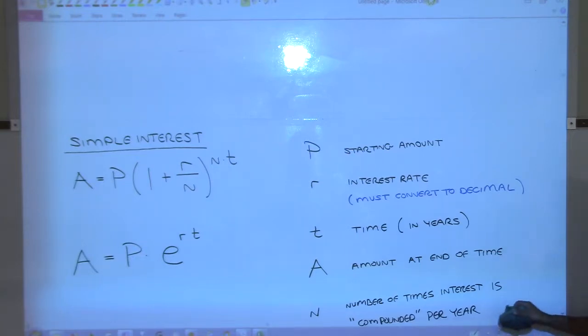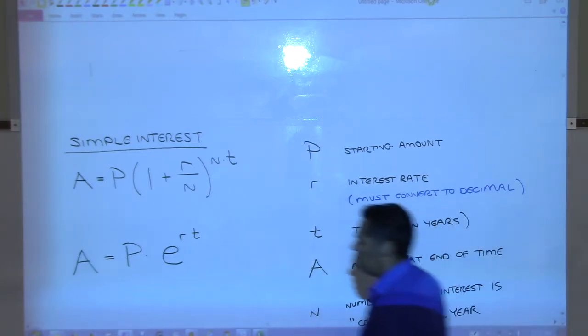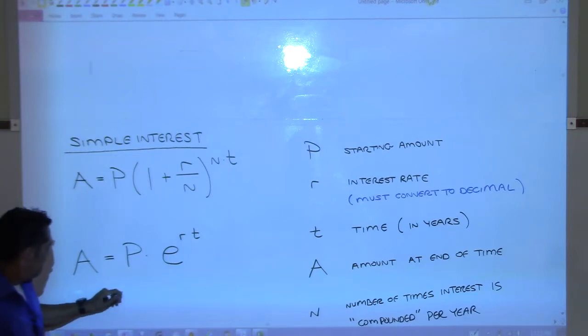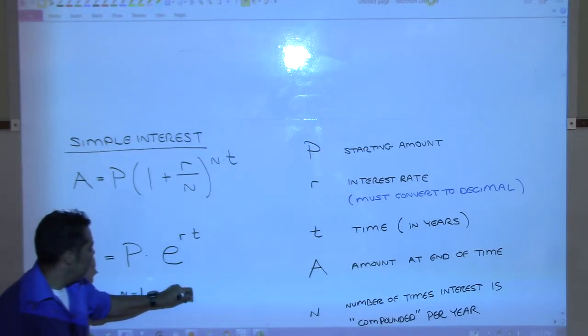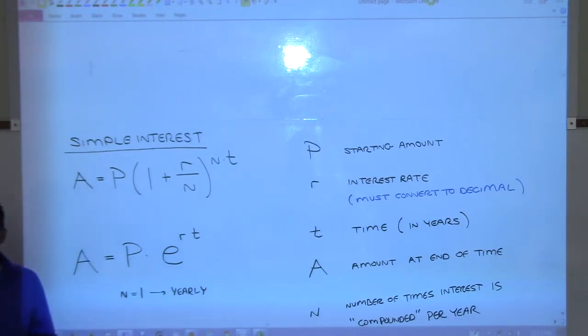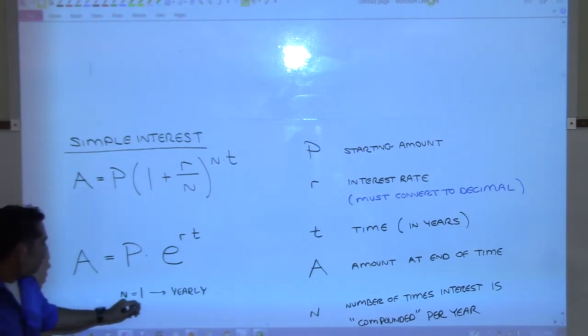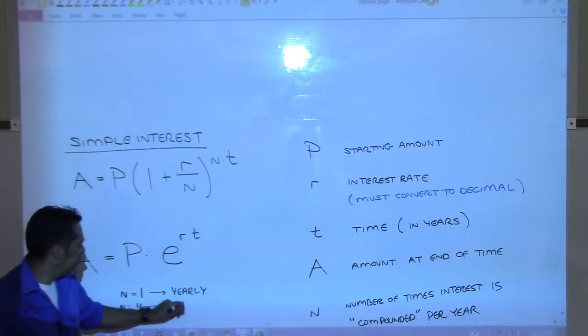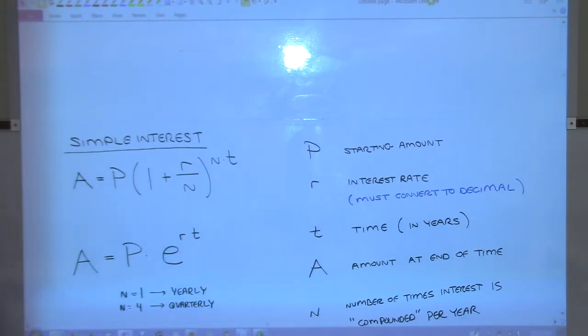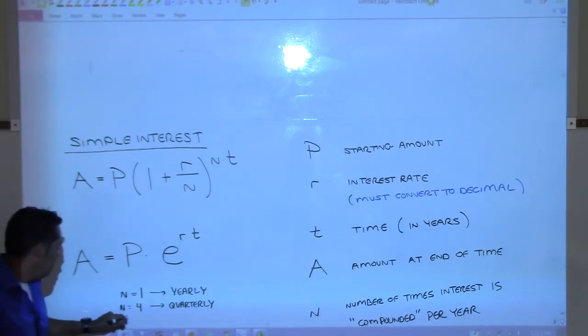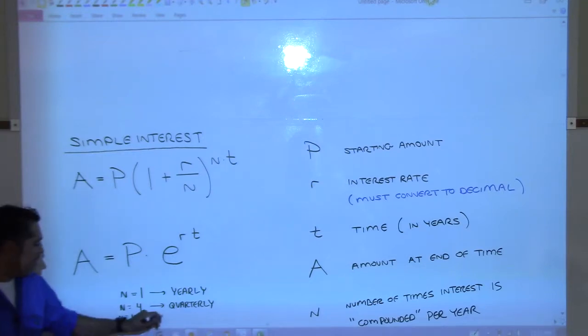And let me give you some examples of the n's that you will see. I'm kind of out of room, so I'm just going to stick it right here. For n's, if n is 1, that means you're compounding yearly. That means they only compound your interest one time throughout the year. If n is 4, that means they're compounding it quarterly. So every quarter of the year, they calculate the interest. So n is 4 in that case. What about if n is 12? Monthly.